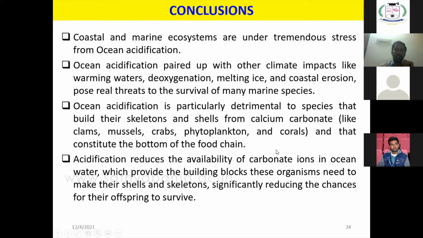Ocean acidification is particularly detrimental to species that build their skeletons and shells from calcium carbonate, for example clams, mussels, crabs, phytoplankton, and corals, and that constitute the bottom of the food chain. So, of course, if it is so, the survival of the other animals will be a question mark. The acidification reduces the availability of carbonate ions in ocean water, which provide the building blocks of these organisms to make shells and skeletons, significantly reducing the chances of their offspring to survive.